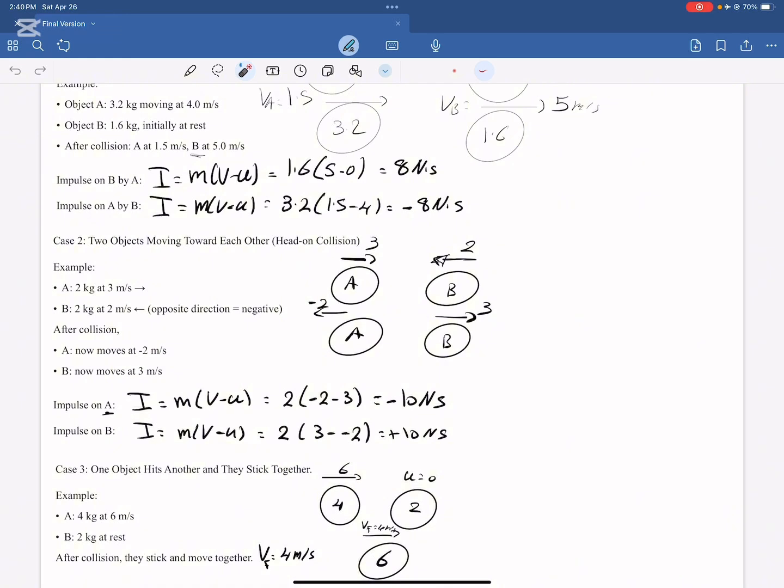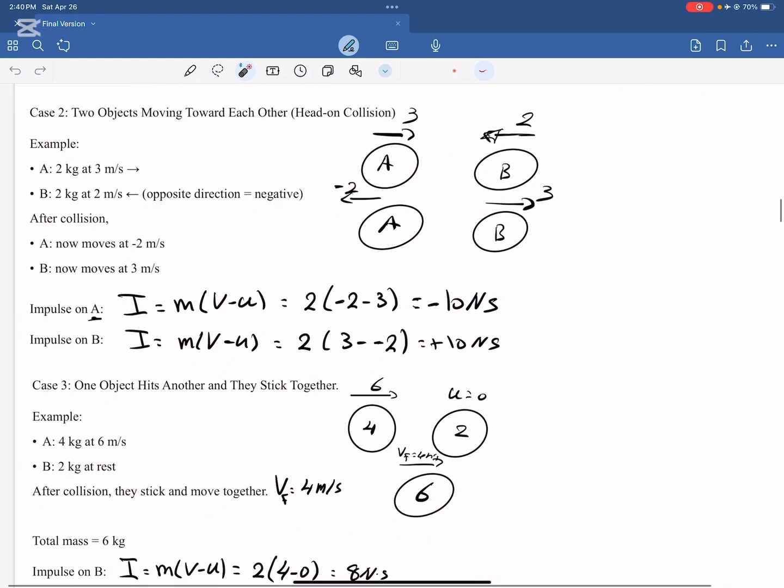So if you do the math, the mass was 2. The final velocity of B was 3, and it was moving initially with -2, so negative and negative gives you a positive, so therefore the impulse is +10, okay?